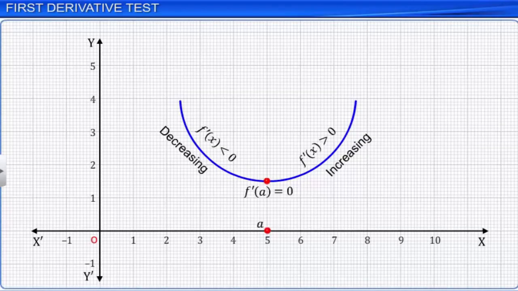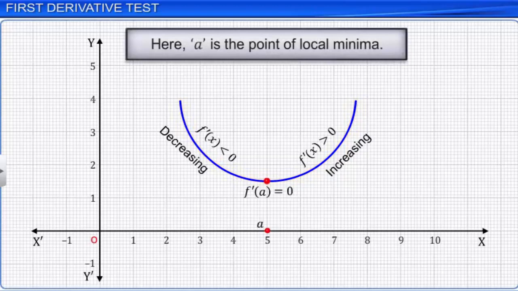This figure shows the graph of a continuous function f defined on an open interval I. Let A be any critical point in I. Here, we can observe that the derivative of f is negative at every point sufficiently close to and to the left of A. Similarly, the derivative of f is positive at every point sufficiently close to and to the right of A. That is, the derivative of f changes its sign from negative to positive when x increases through A. In such situations, point A is known as the point of local minima.